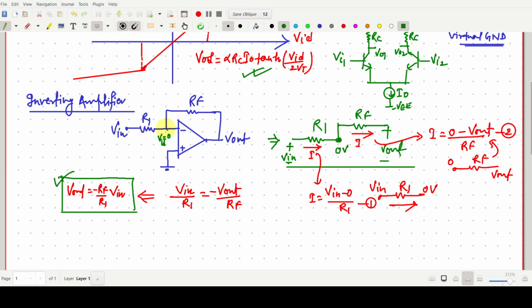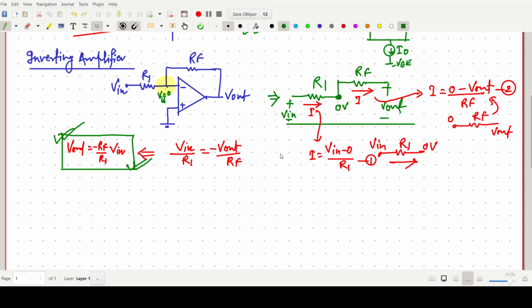Okay, so this one is very simple. In the inverting amplifier, you only have to take the open-loop circuit, write this voltage as 0, then apply KVL, KCL, whatever. So this one is the inverting amplifier.